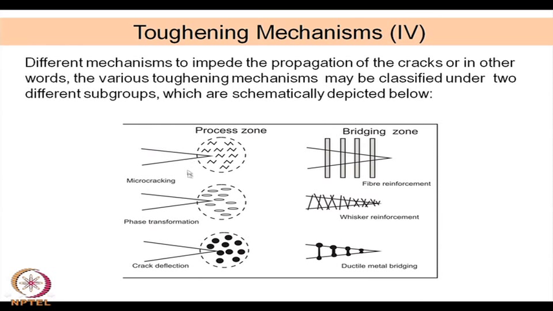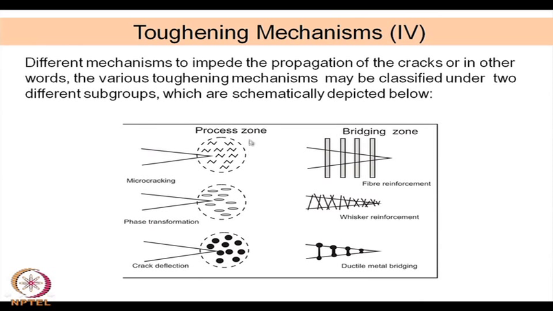The toughening mechanisms can be grouped under two groups. One is called the process zone, the other is called the bridging zone. Okay. The different mechanisms to impede the propagation of the cracks, or in other words, the various toughening mechanisms, may be classified under two different subgroups, which are schematically depicted here. One is, as I said, process zone toughening, and the other is bridging zone toughening. What is happening here? There are three different concepts or principles.